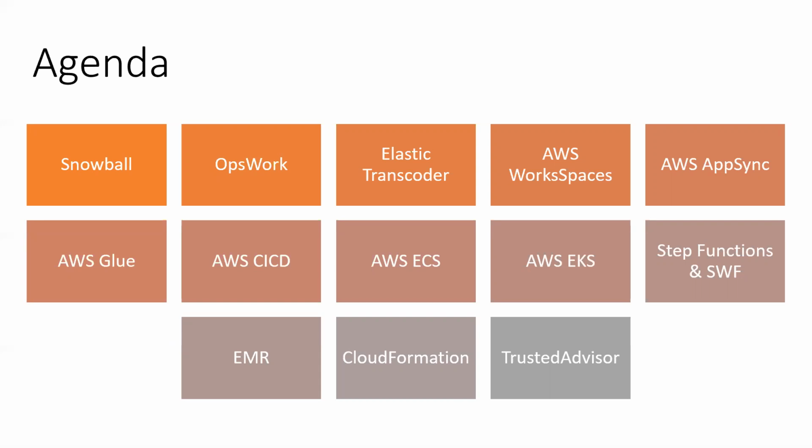Then we talked about OpsWorks, where we use Chef and Puppet. Elastic Transcoder, where we convert media files. AWS WorkSpaces we create for VDI, that is, virtual desktops. AWS AppSync we use for mobile applications and web applications, to sync the data from AWS to mobile and web applications. In this we talked about Cognito Sync, and GraphQL, which is a language by Facebook, so you will be going with AppSync over Cognito Sync.